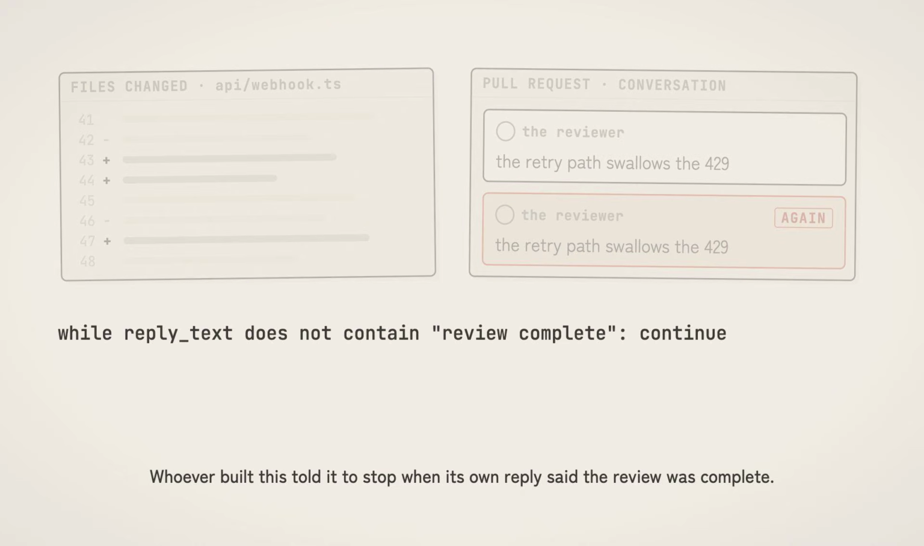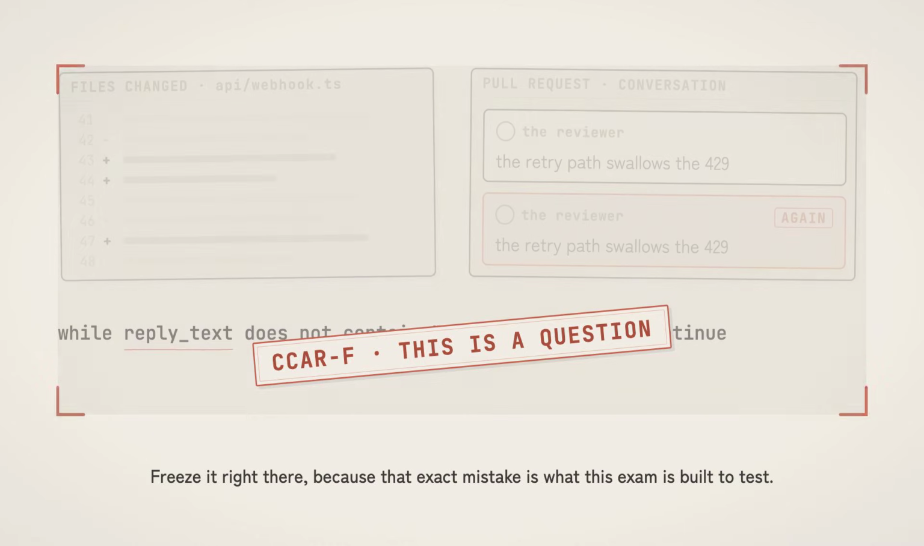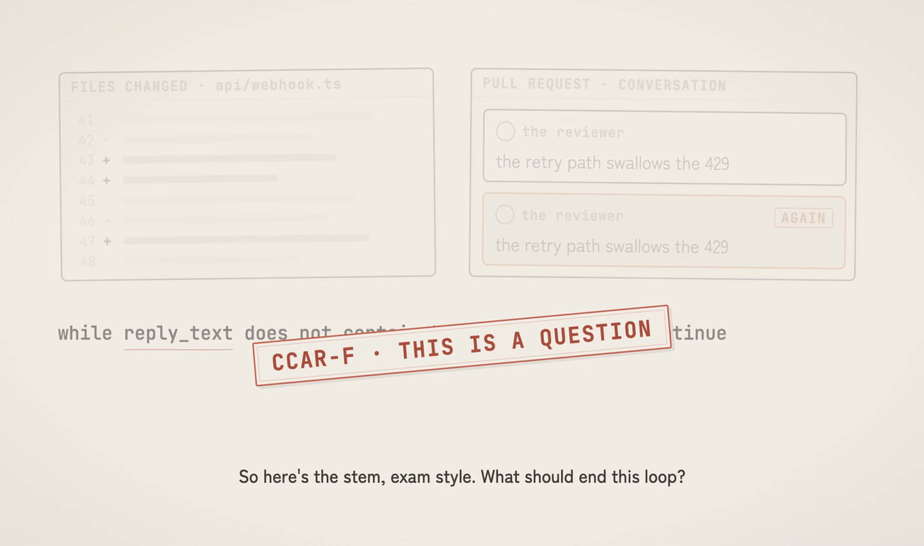Whoever built this told it to stop when its own reply said the review was complete. So it's waiting for a sentence, and a sentence is not a signal. Freeze it right there, because that exact mistake is what this exam is built to test. So here is the stem, exam style. What should end this loop?